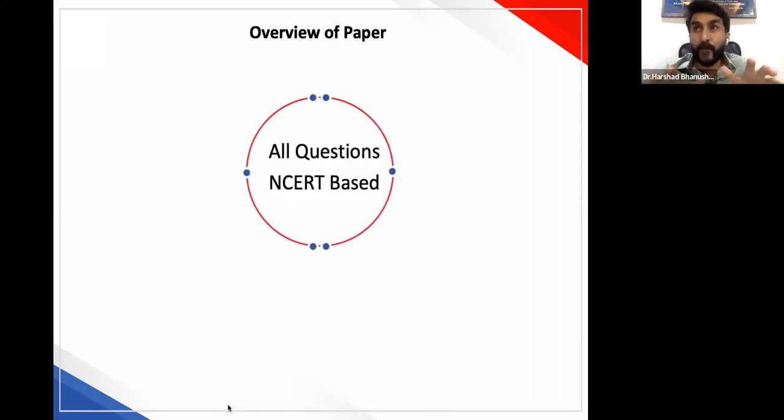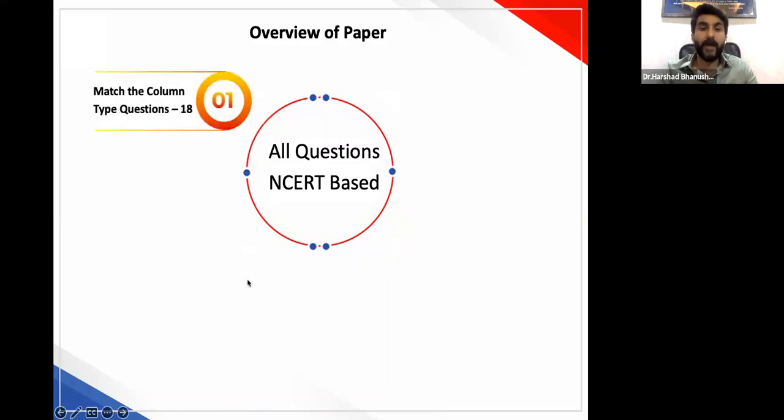Now, the next point we have to notice is the type of questions which had been asked in the entire paper. As has been the norm even in previous years, all 100 questions which had come in the bio paper were NCERT based questions. This was the basic norm which was followed. Now, out of these questions, you had around 18 questions which were match the column type, which is a larger number as compared to what was asked last year. So there were 18 match the column type questions asked this year.